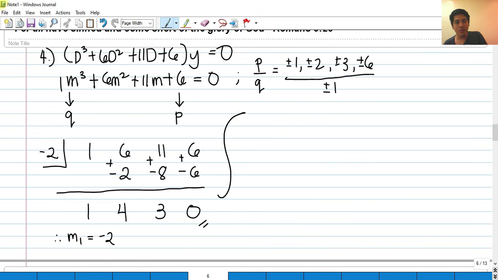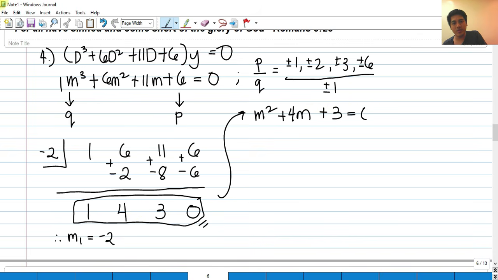Okay? So, what are we going to do? We're going to get the equation again of this. This is the coefficient now of m squared, the coefficient of m, and this is the constant value. So, we have m squared plus 4m plus 3 is equals to 0.